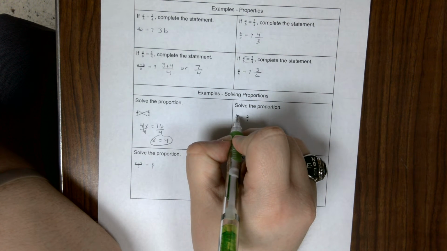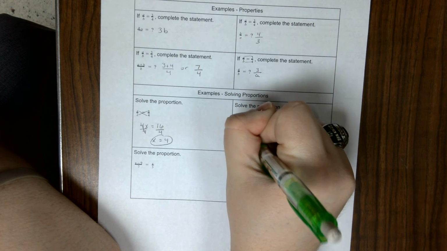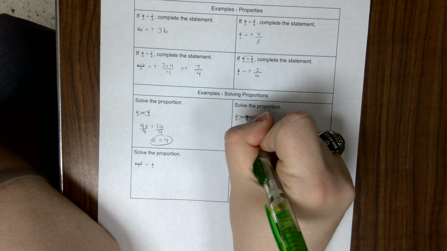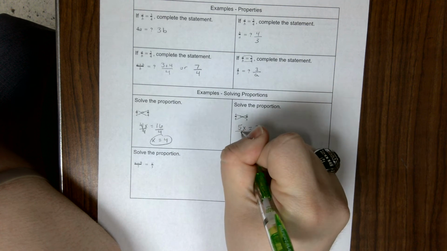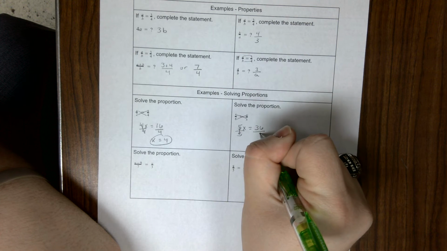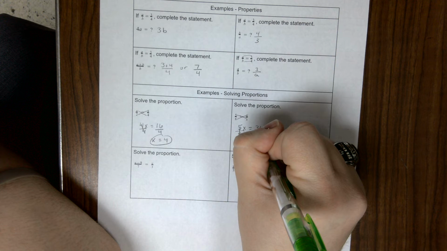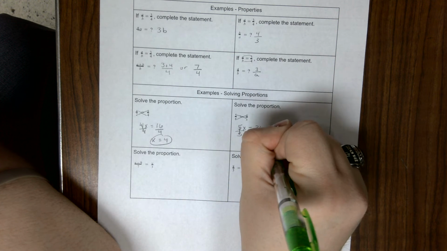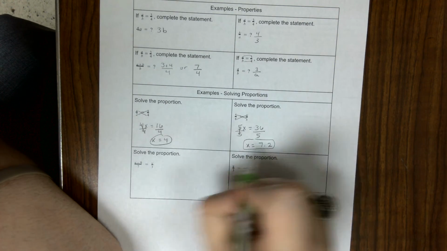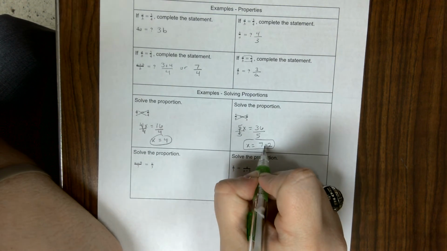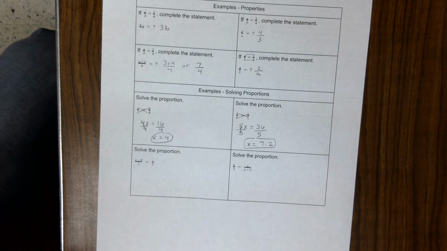Same thing. Top to bottom, multiplication, that'd be 5x equals bottom to top, 6 times 6, 36. Divide by 5, divide by 5. That is not even, so just give me the decimal, 7.2. And notice sometimes you will get decimals. Sometimes you get nice whole numbers. Sometimes you get decimals or a fraction. If you want to write it as a fraction, you could do that.